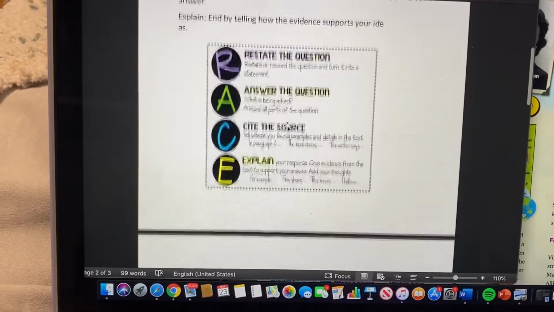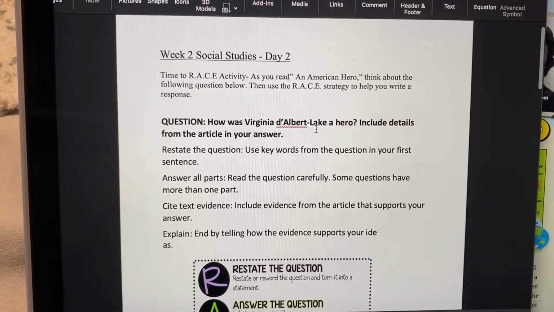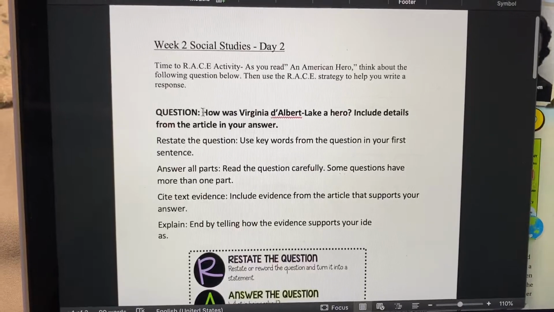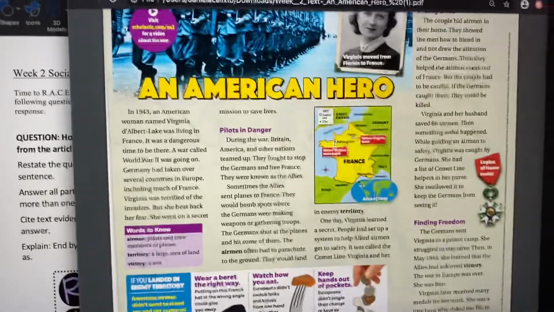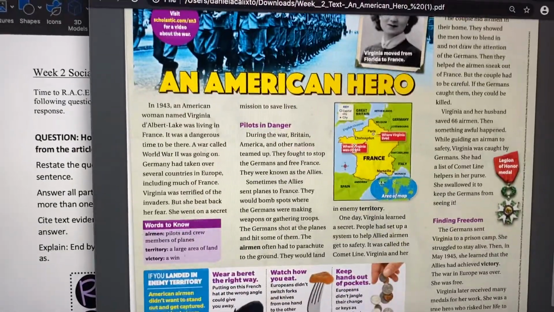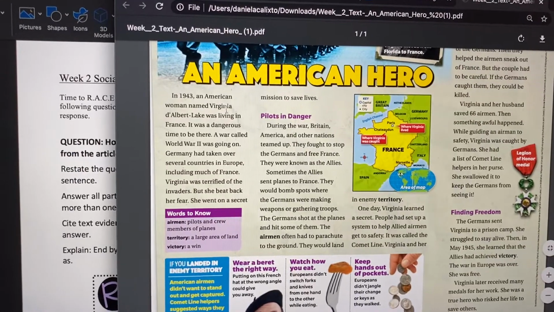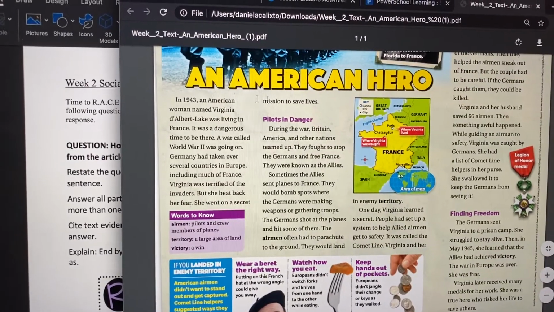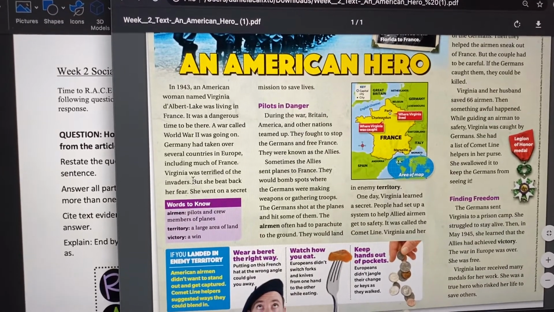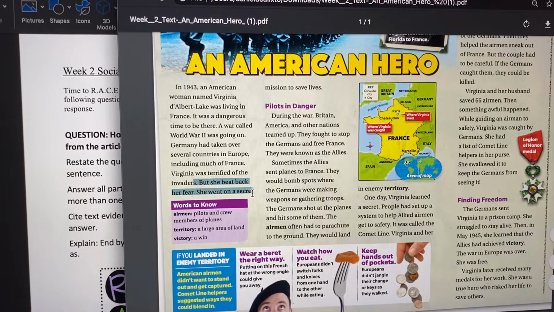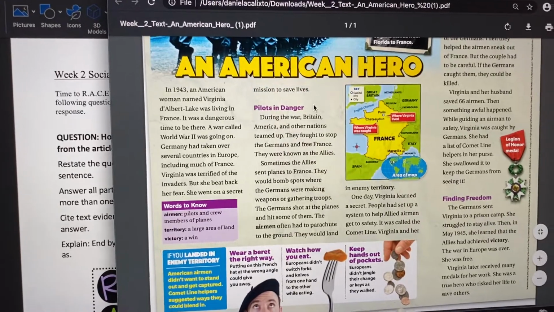So the question that we need to answer is, how was Virginia de Albert Lake a hero? Include details from the article in your answer. So in this article, boys and girls, it talks about how she is a hero, okay? In this first paragraph here, it doesn't really mention anything about her. But it says right here, I will say, she beat back her fear. She went on a secret mission to save lives. So that can be one reason.